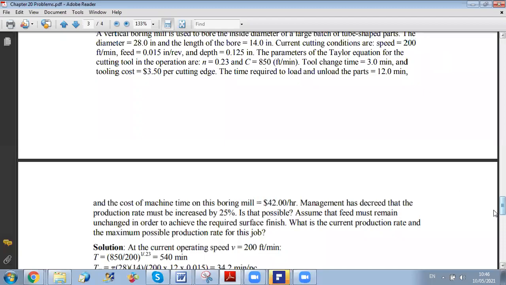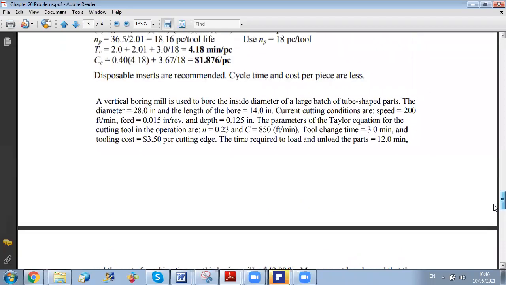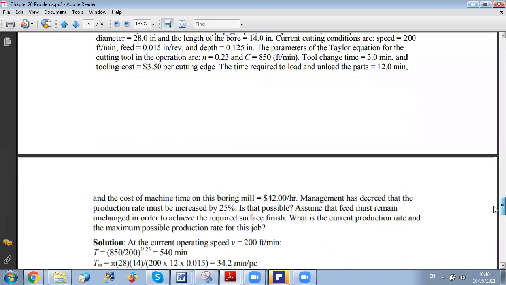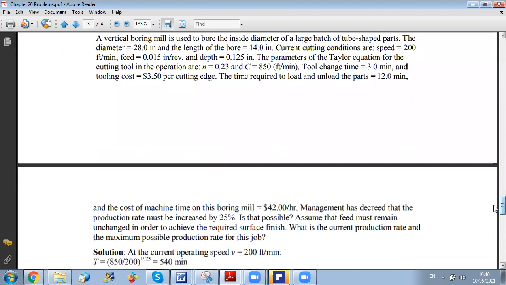Okay, so here we were reading the last problem. We have that the time required to load and unload the parts is 12 minutes, and the cost of machine time on this boring mill is $40 per hour. Management has decreed that the production rate must be increased by 25%. Is this possible? Assume that feed must remain unchanged in order to achieve the required surface finish. What is the current production rate, and what is the maximum possible production rate for this job?